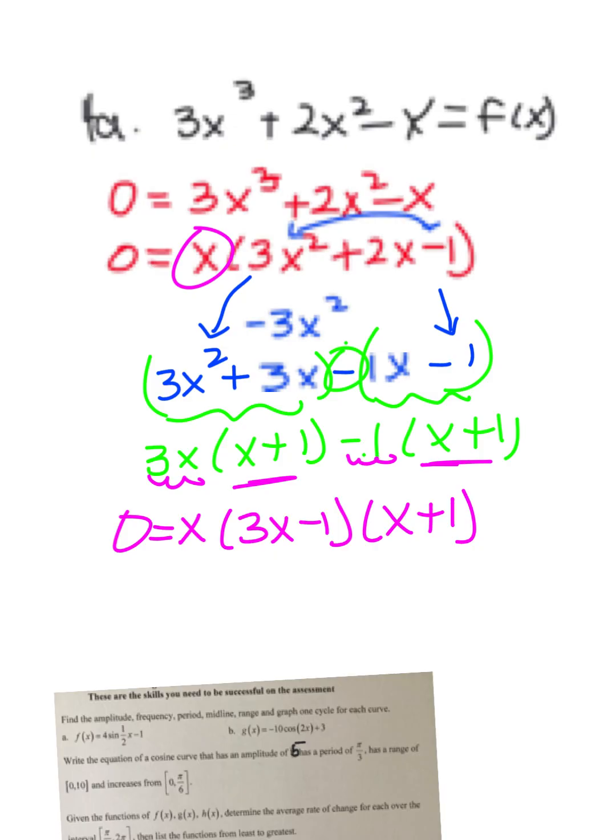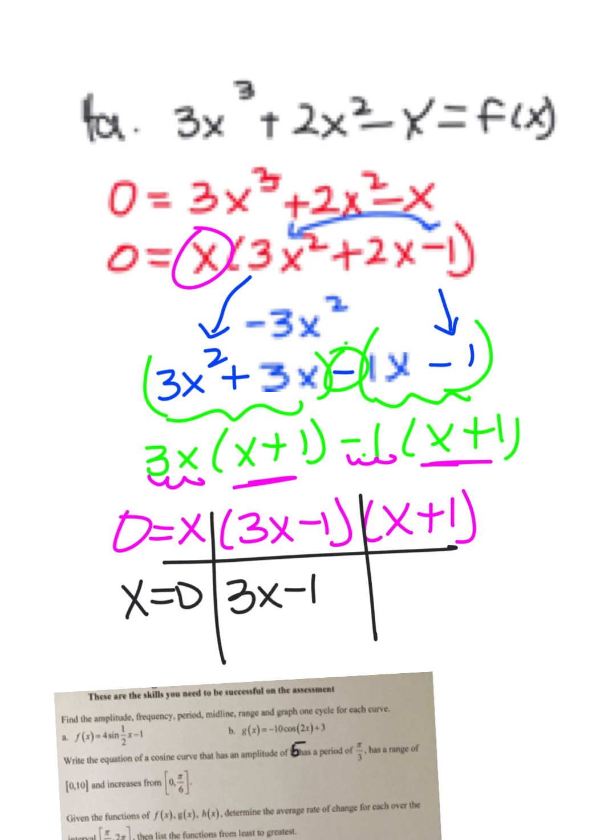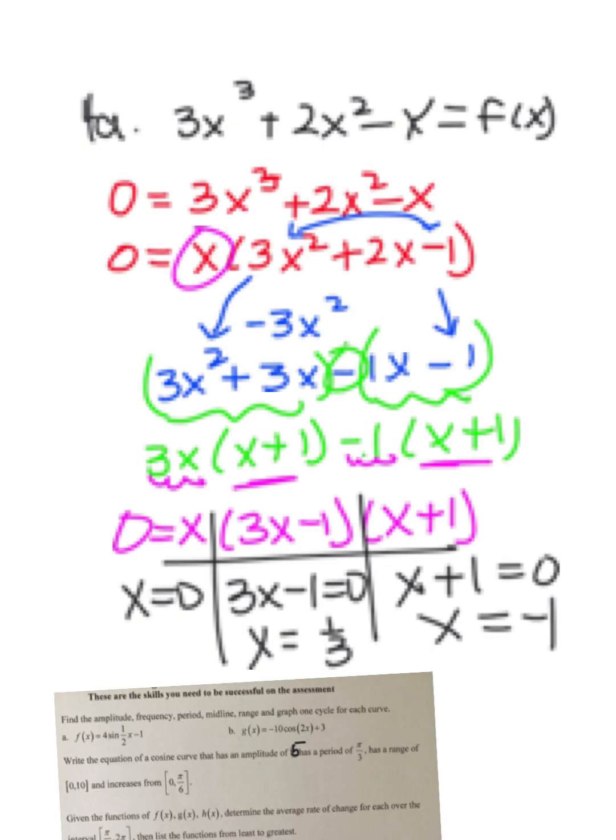You have 3 factors. Now your zeros. x equals 0. 3x minus 1 equals 0. Add 1, divide by 3, 1/3. x plus 1 equals 0, minus 1, x is equal to negative 1. So we have 3 zeros. Remember, that's where it crosses the x-axis. All right, let's take a look at 4b.